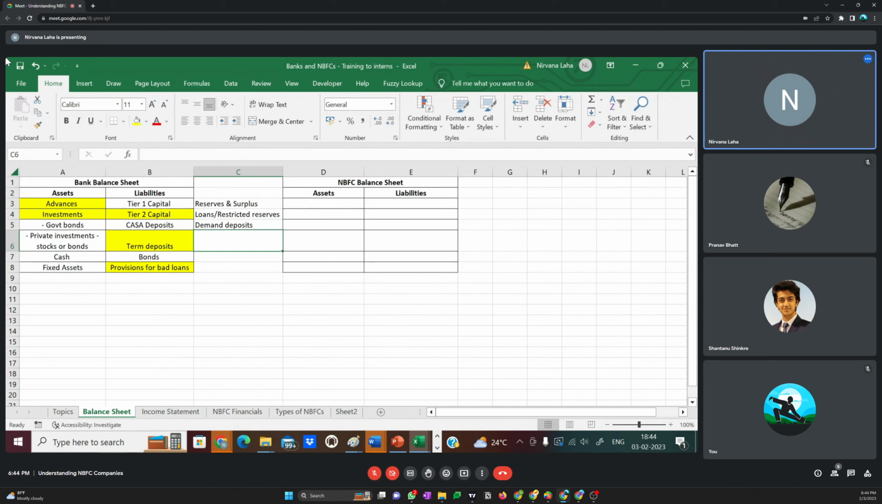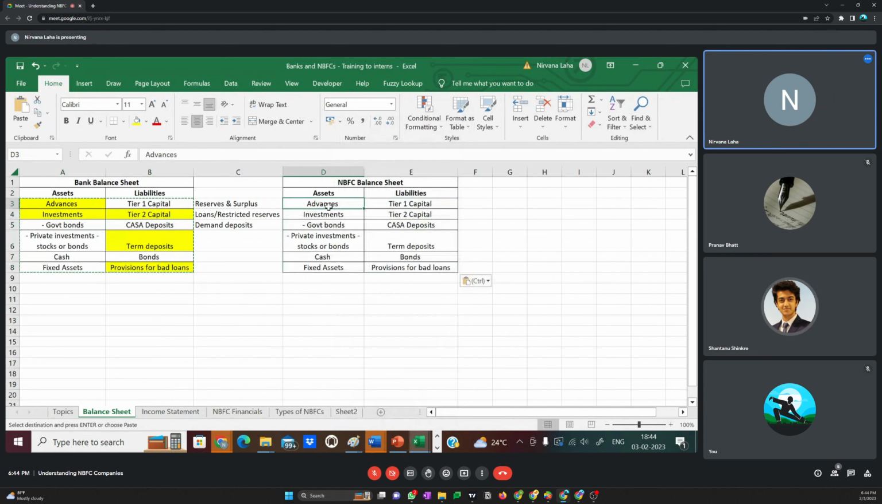So this more or less completes the bank balance sheet. Is there anything missing that you guys can think of that I have missed? If not, then we'll move on to the NBFC balance sheet. I think broadly this is right. Okay, so now I'll just copy this onto here. Now we look at the NBFC balance sheet.